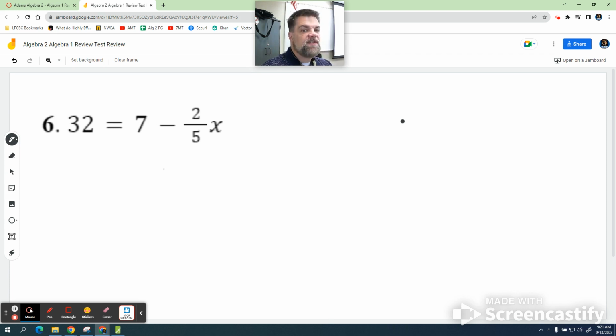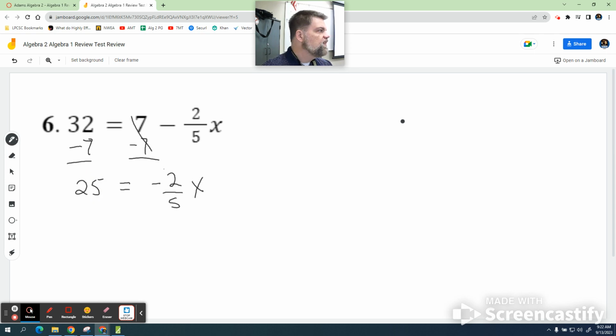That's a positive 7. That's technically being added to the x term. So to move the 7, we do the opposite of adding, which is subtracting. Whatever I do on one side, I have to do to the other. 7 minus 7 is 0. So that means on the right-hand side, I'm left with negative 2/5 x. 32 minus 7 is what, 25? That seem right to you guys?